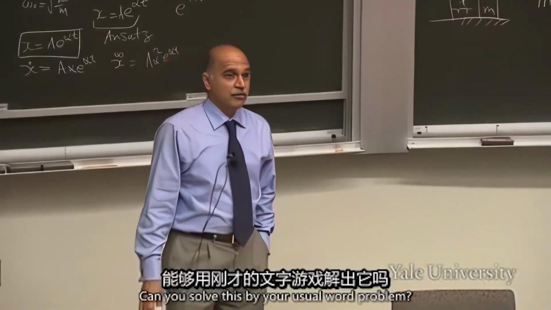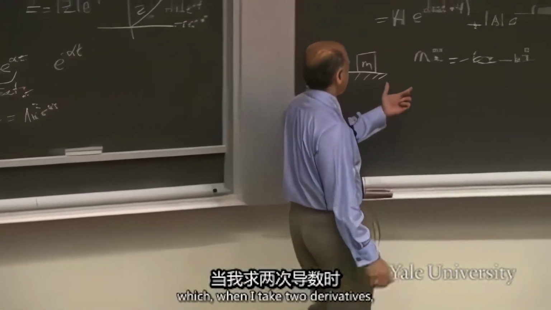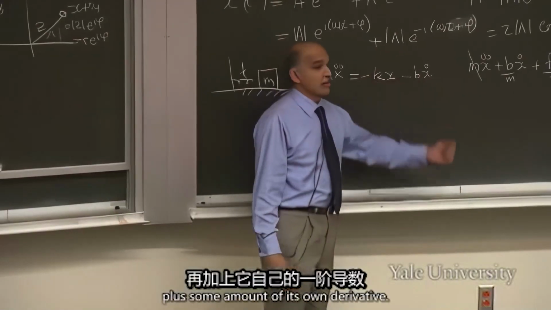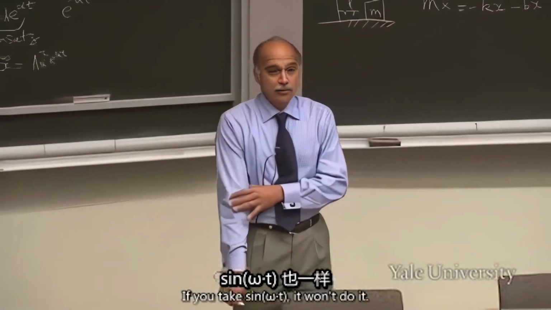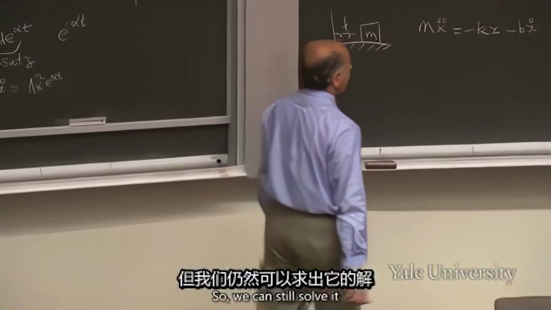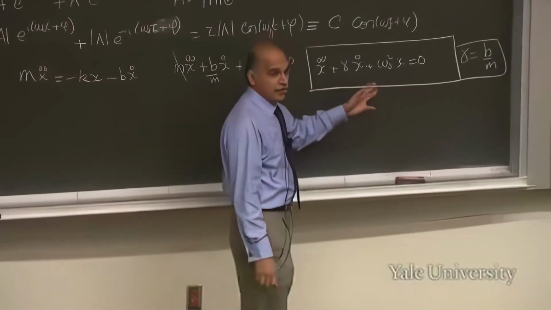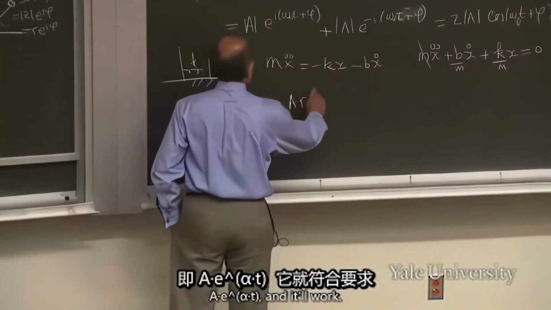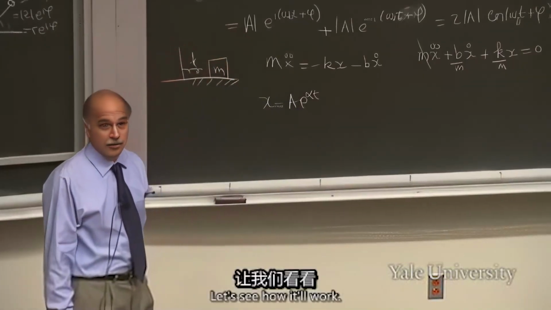Can you solve this by your usual word problem? It's going to be difficult. Because you want a function which, when I take two derivatives, looks like the function plus some amount of its own derivative. If you take cos omega t, it won't do it. If you take sin omega t, it won't do it. So we can still solve it, because even this equation you solve by the same mindless approach, which is to say, let x look like A e to the alpha t. And it'll work.